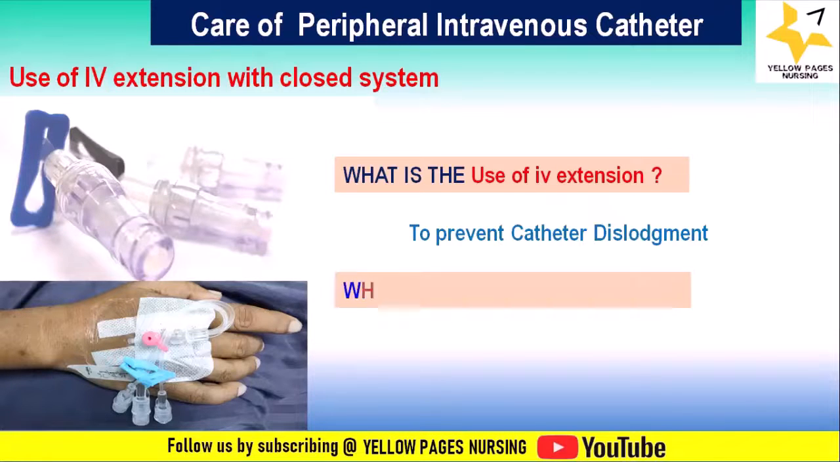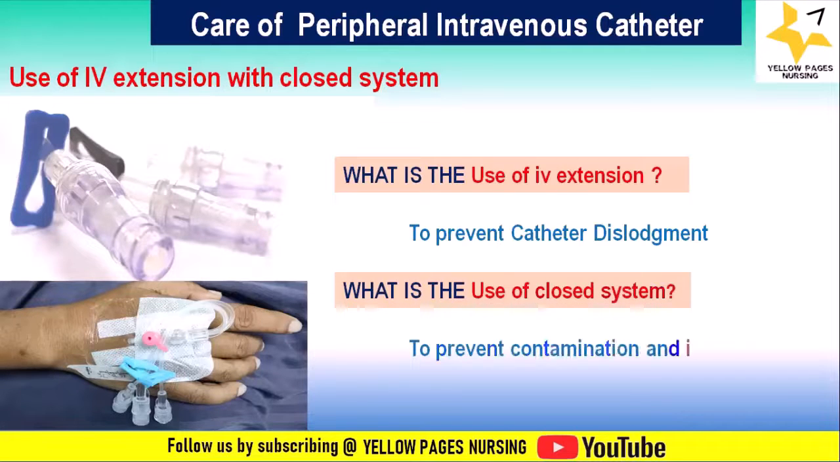What is the use of closed system? IV extensions are designed to maintain a closed system. This means that when healthcare providers connect medications, flushes, or additional IV fluids, they can do so without exposing the internal IV catheter to the external environment. A closed system helps to prevent contamination and infection.